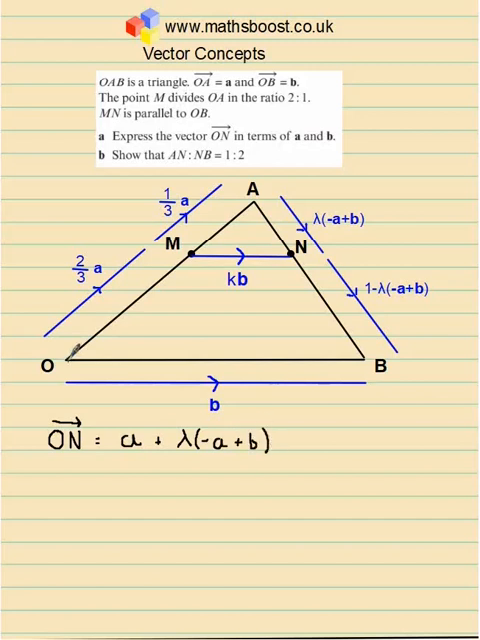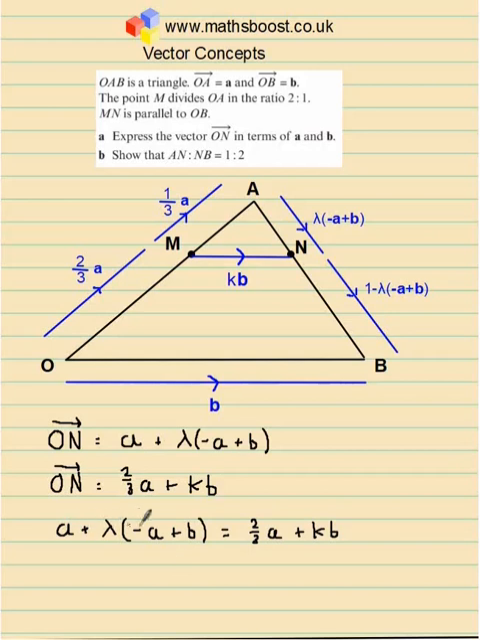The second route I'll take is this. I could of course have taken this route, but looking in particular at this vector involved, it just looks like it would be a bit of a pain. Now they both describe the same vector ON, so I can set them equal to each other. And I'll simplify this vector on the left by expanding out the brackets.